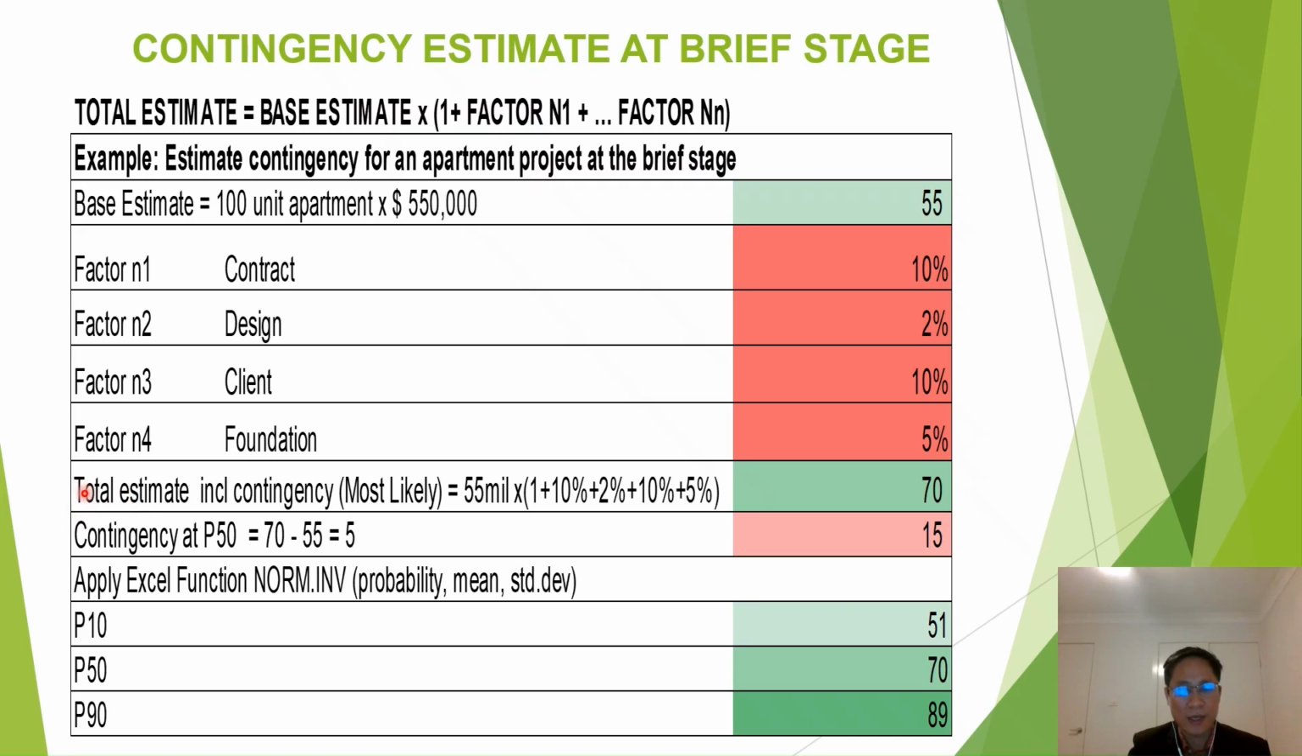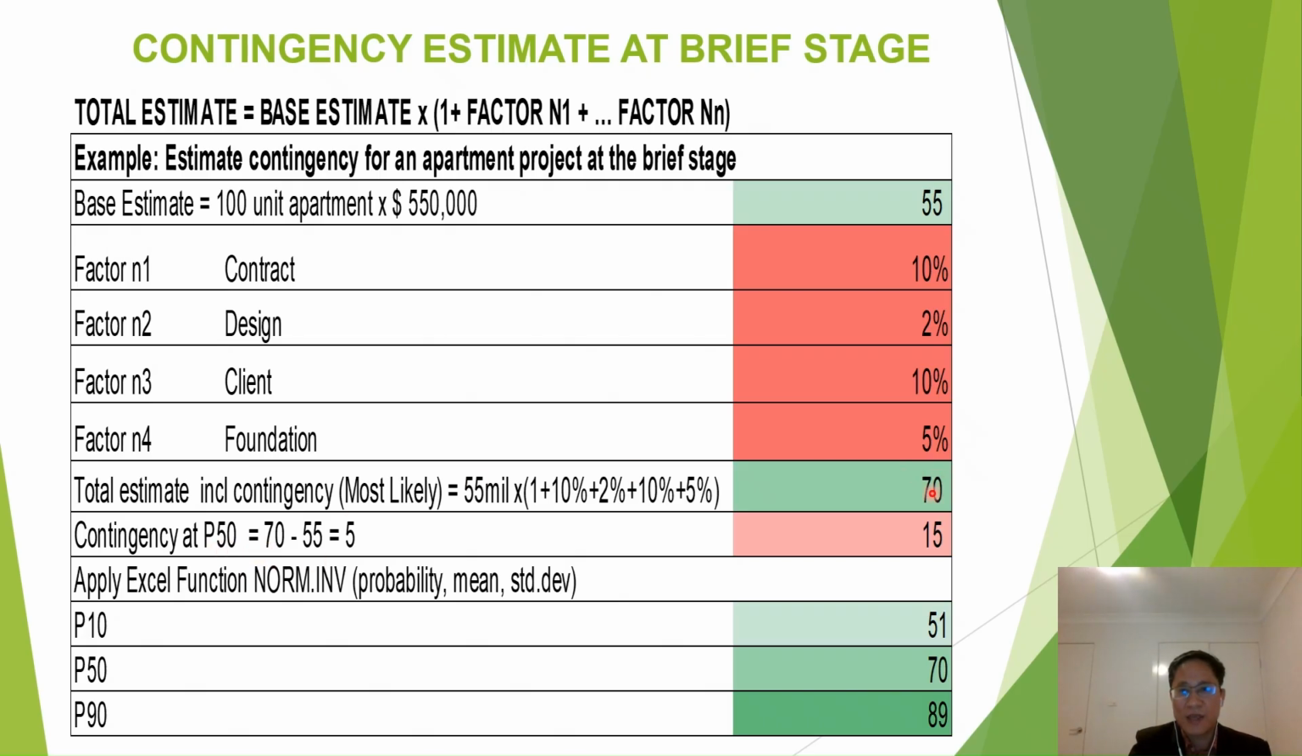Based on the formula, we will have the total estimate including contingency, and most likely is equal to 55 million base estimate times 1 plus 10% plus 2% plus 10% for client plus 5% variation, which then equals 70 million. And the contingency can be calculated straightforwardly.